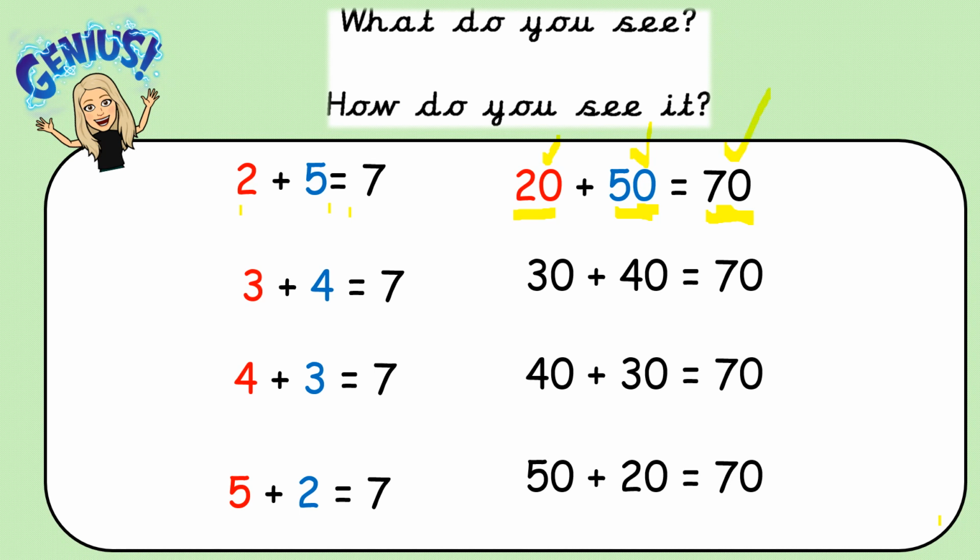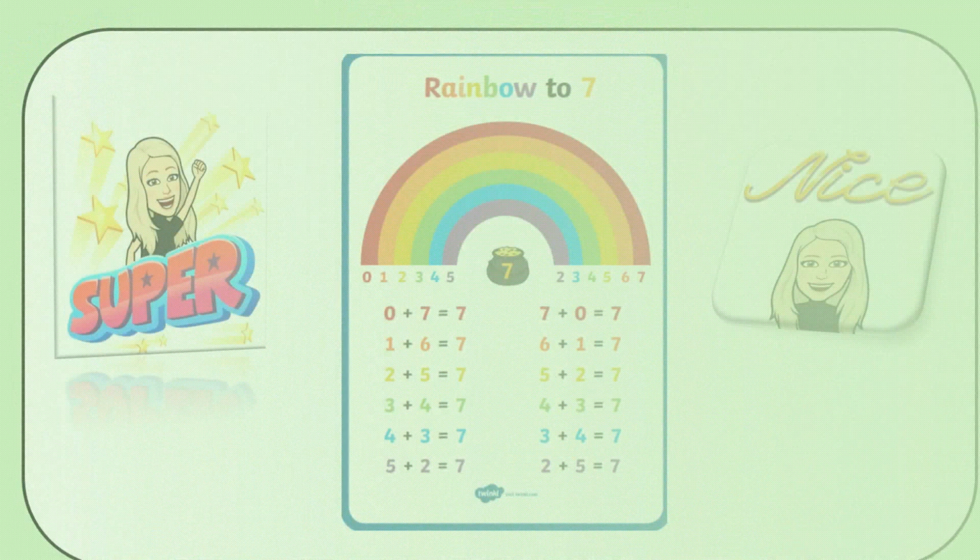Okay, next number sentence. 3 and 4 is equal to 7. So 30 plus 40 is equal to 70. That's right. 4 plus 3 is equal to 7. So 40 plus 30 is equal to 70. And these 2 number sentences are the same, we've just moved the parts around. 5 plus 2 is equal to 7. So therefore 50 plus 20 is equal to 70.